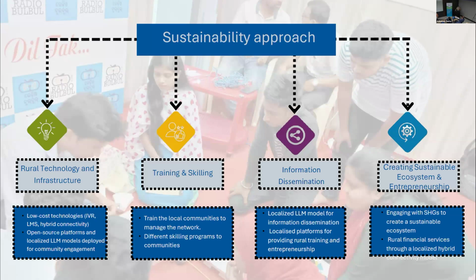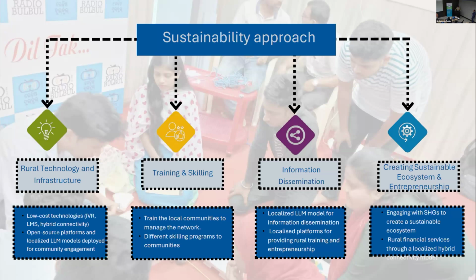And as part of this whole program, we are also going to be doing training and skilling of the local communities. Where we create different skilling programs where they can manage their network themselves. They do not need our help in terms of running their network. They are trained to an extent that even if there are issues with the routers, they are able to debug those things and make it run. And that's the sustainability approach that we have taken in terms of making sure the network runs.